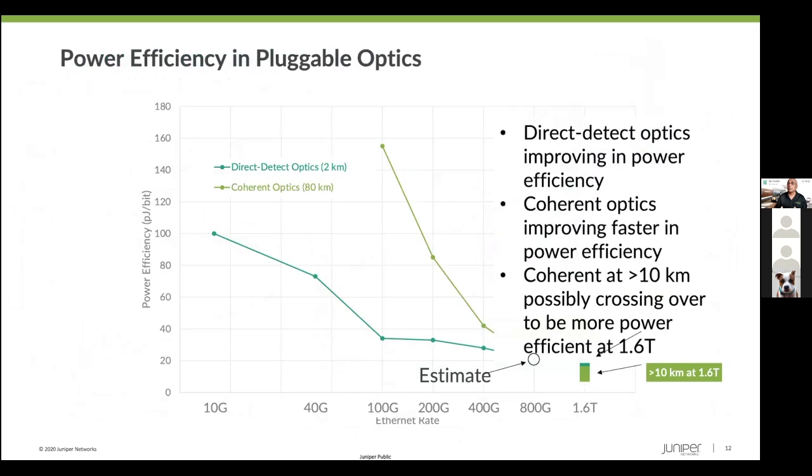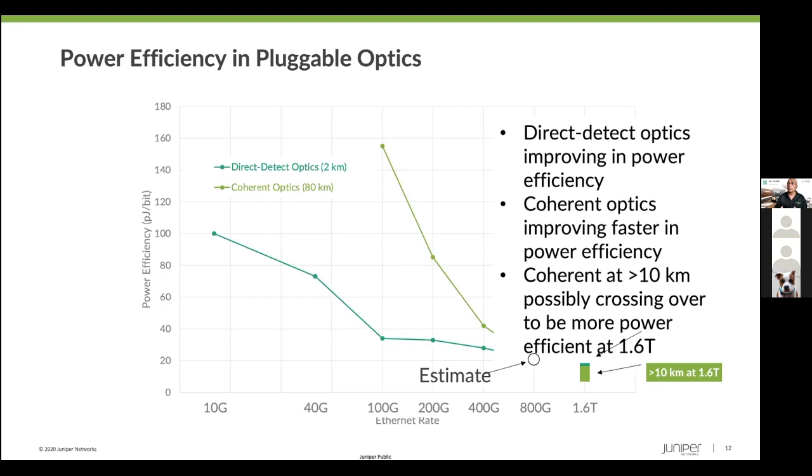So I think if you look at the concept of pluggable optics, that's attractive for many reasons, right? And that, as I said, direct detect optics is improving power efficiency, constant improvement, right? It's not necessarily Moore's law kind of improvement, but there's constant improvement. Coherent optics happens to be improving faster in power efficiency, right? And there's also an advantage of using DSPs, where as you go to lower and lower geometries in semiconductor process, you get even better power efficiency with DSPs, right?